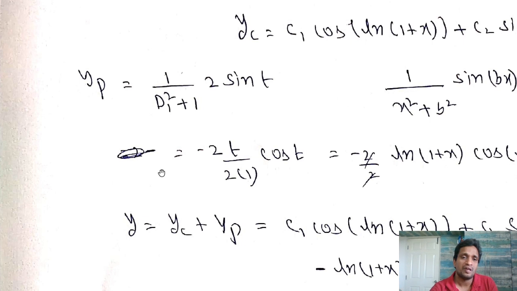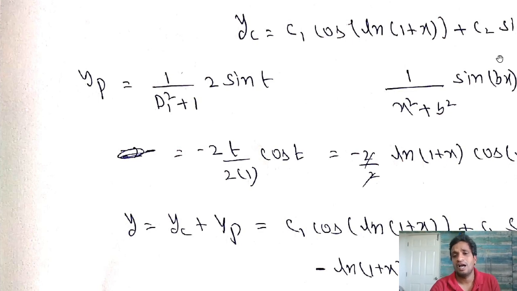So yp will be 1 by (D square plus 1) into 2 sin t. Here, whenever sin x and cos x functions are there, what do we have to substitute? Instead of D square, we have to substitute minus b square. Here, in sin bt, b is equal to 1. Minus b square means minus 1 square. Minus 1 plus 1 becomes 0.